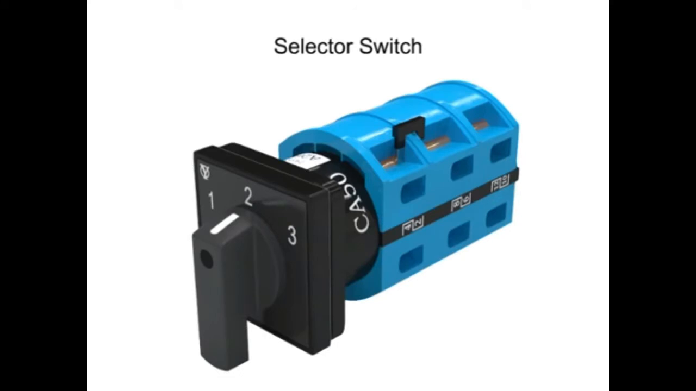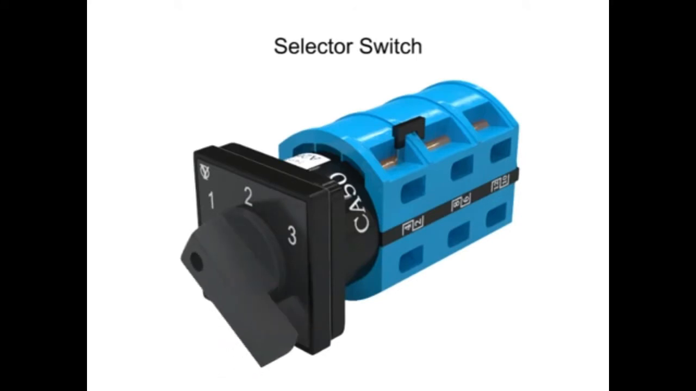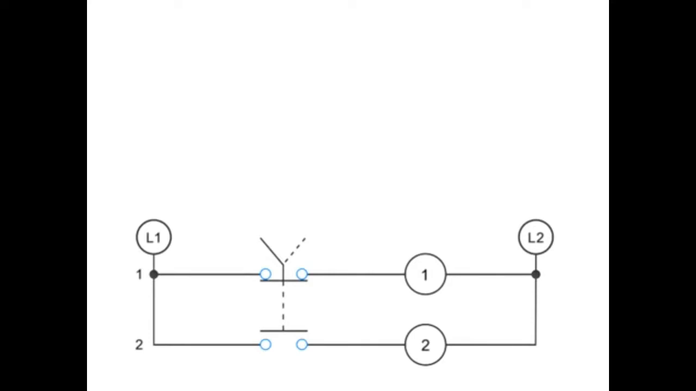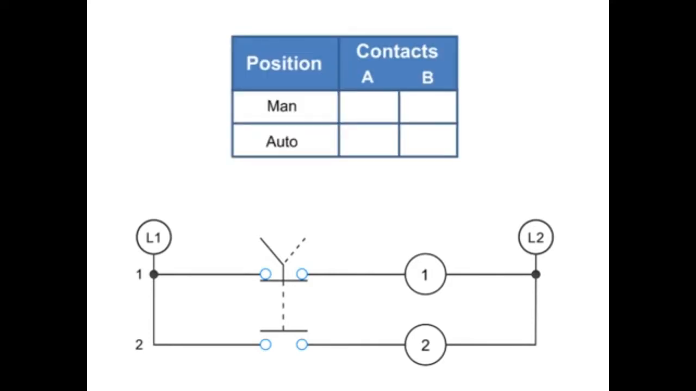A selector switch is a device with an operator that is manually rotated to activate electrical contacts. They are normally used to select either 2 or 3 different circuit conditions. Contact position on a selector switch can easily be illustrated using truth tables. This truth table illustrates the manual or automatic contact positions of a 2 contact selector switch.